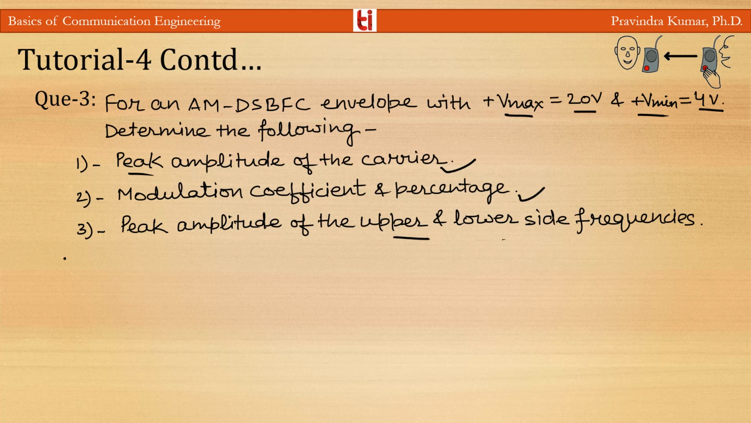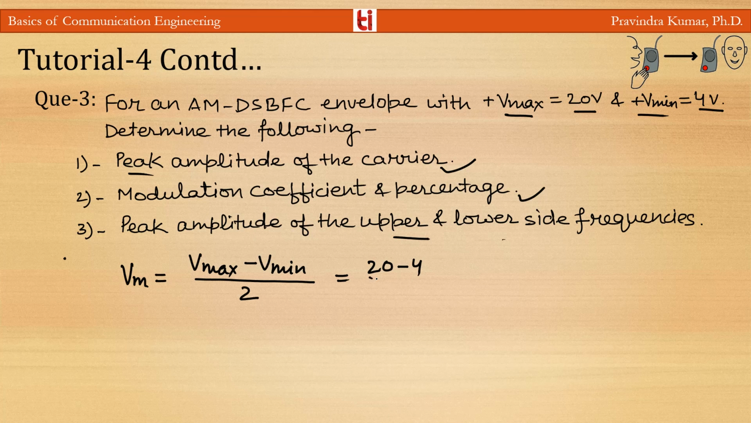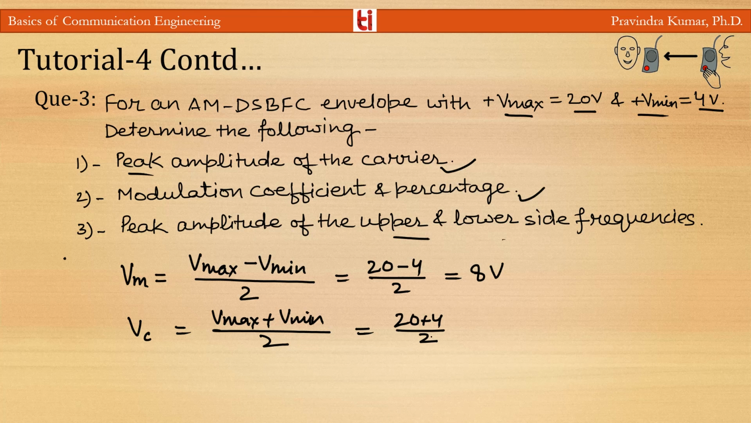From the lecture, the peak amplitude of the modulating signal Am, or you can say Vm, can be calculated as V max minus V minimum by 2, which is 20 minus 4 by 2, so 8 volt. And the peak amplitude of the carrier VC is the average of V max and V minimum, so it is 20 plus 4 by 2, and it will be 12 volt. So the peak amplitude of the carrier is 12 volt.